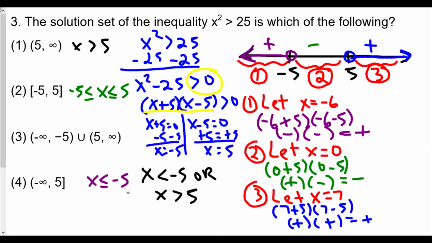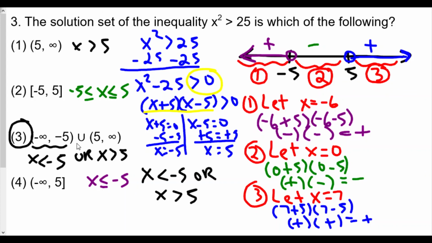Instead, what we have here represents x is less than -5, because negative infinity means going on forever to the left side. And on the right side, we have 5 to positive infinity, which is x greater than 5. And this symbol here means or. So choice number 3 is exactly what we want.